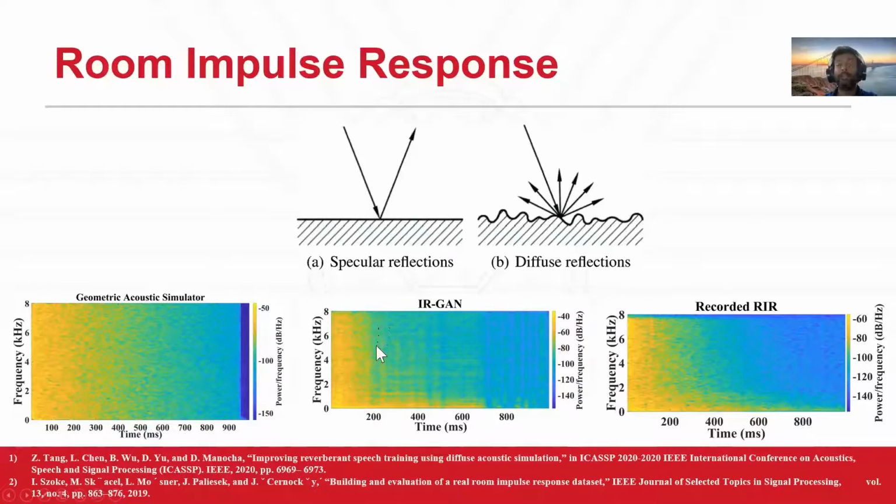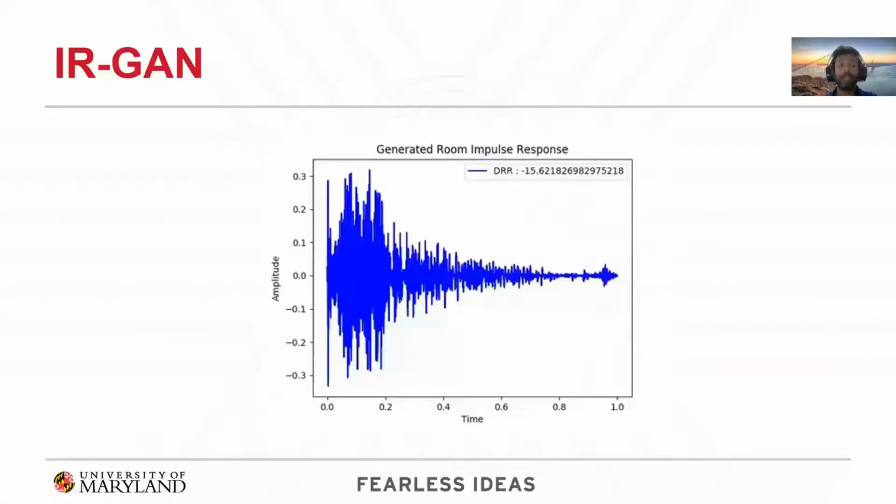The energy distribution of the room impulse response generated using our IR-GAN is closer to the real-world room impulse response when compared to the existing acoustic simulators. Our IR-GAN can parametrically control acoustic parameters learned from real room impulse responses and generate synthetic room impulse responses that can imitate different real-world environments.